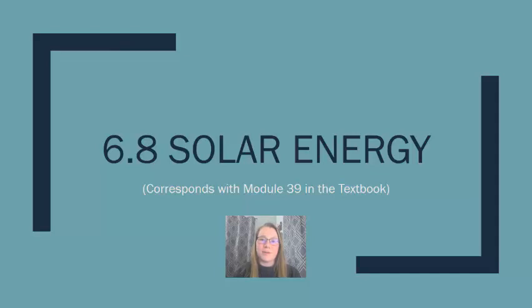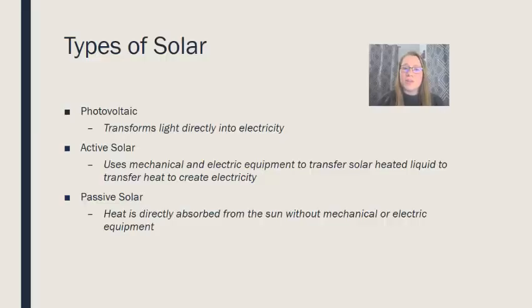Welcome to AP Environmental Science. In this video, we are going to talk a little bit about solar energy. Now, there are three categories of solar energy, and those are photovoltaics, active solar, and passive solar.